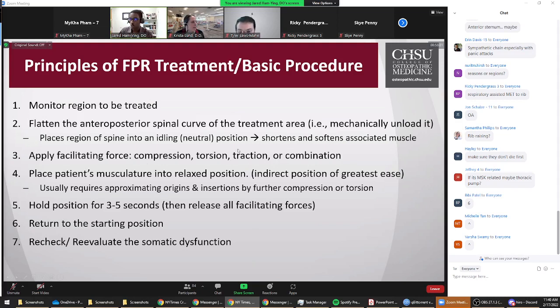Again, you can start off with just one. If you notice, okay, I get some release if I'm doing that compression, let me try adding a little bit of traction and see which one of those is going to better produce a response, tissue texture change-wise, in your patient, okay?